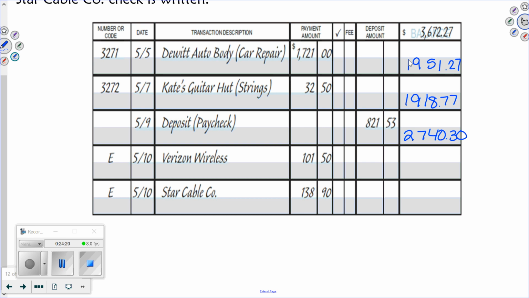27.40 and 30 cents. Not on stuff like this, I don't. On checks, I do. I told you I'm lazy. This is my own personal thing. I'm not writing them down.